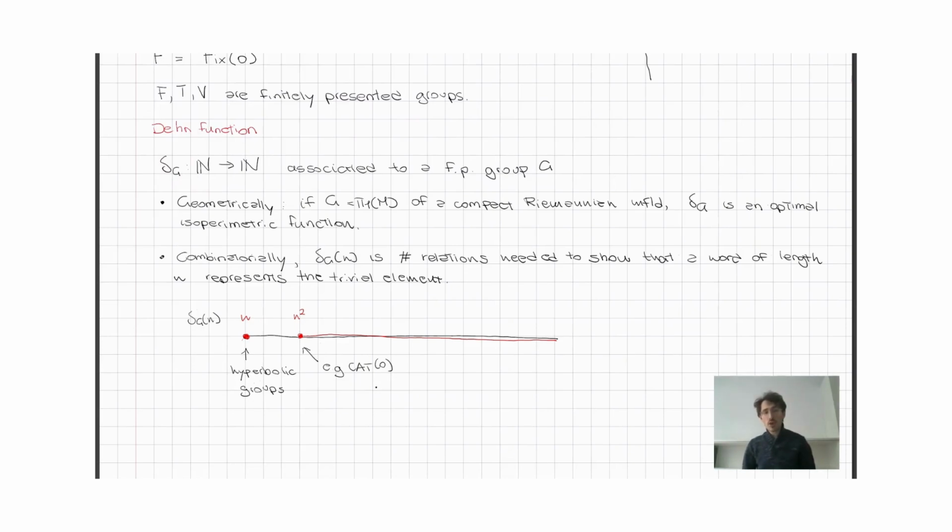And Thompson's groups are also conjectured to all have quadratic Dehn function. So Thompson's group F was proved to have quadratic Dehn function by Guba, and in this paper we show that T has quadratic Dehn function.